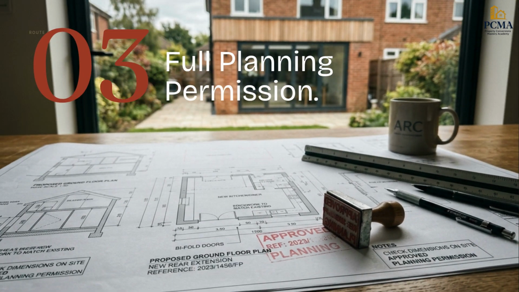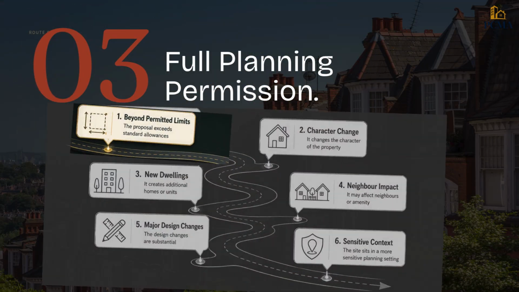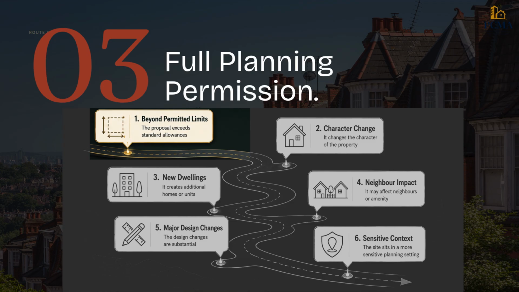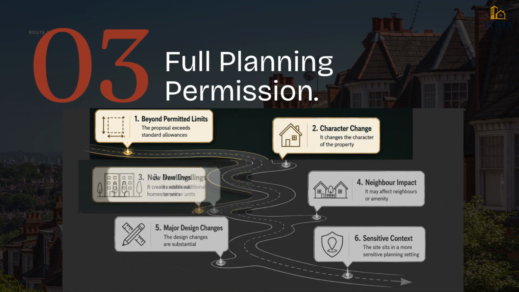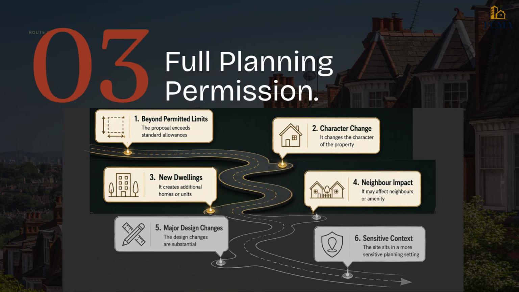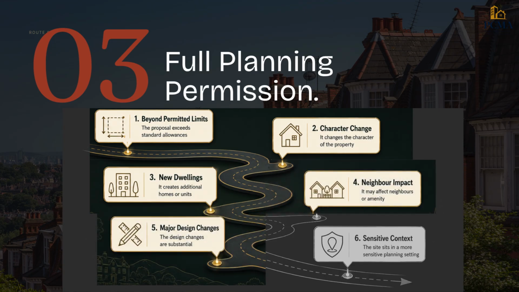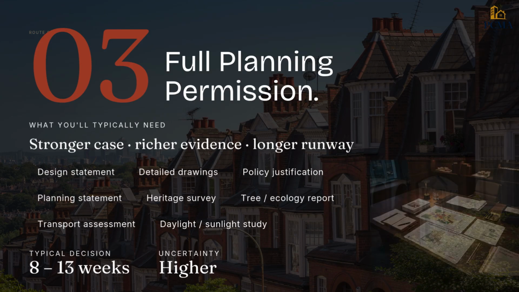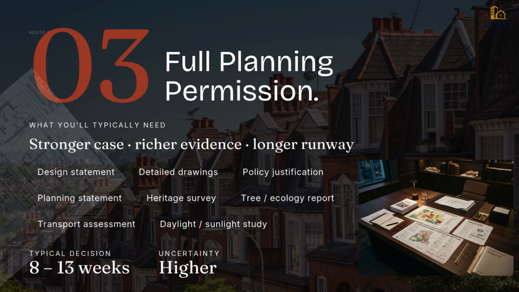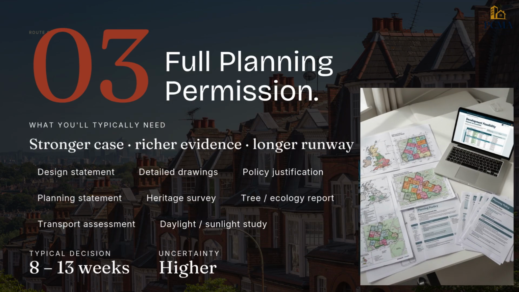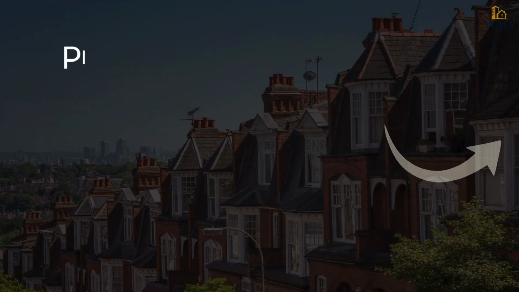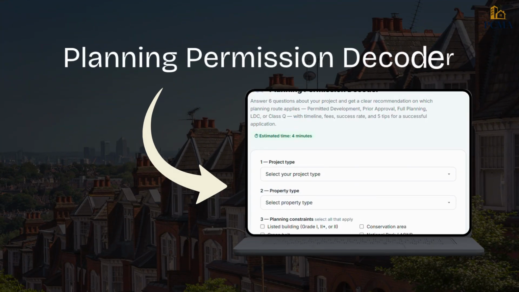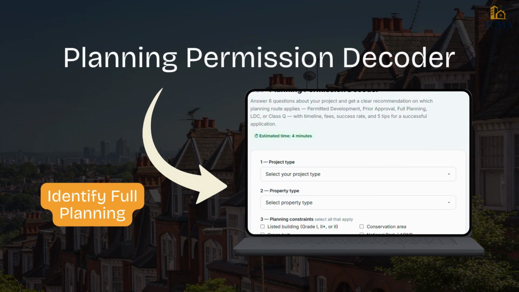Some projects require full planning permission. This is usually the route when the proposal goes beyond permitted limits, changes the character of a property, creates new dwellings, affects neighbours, introduces major design changes, or sits within a sensitive planning context. Full planning may require a stronger design case, more detailed drawings, policy justification, planning statements, surveys, and sometimes specialist reports. The Planning Permission Decoder helps you identify when full planning is likely, so you can prepare properly instead of assuming there is a shortcut.